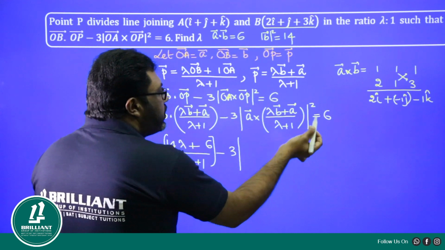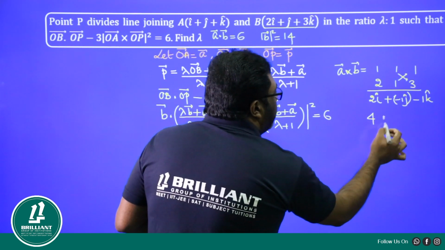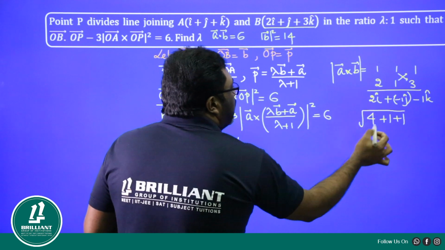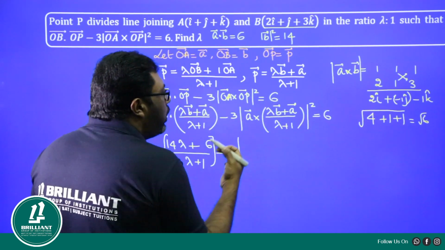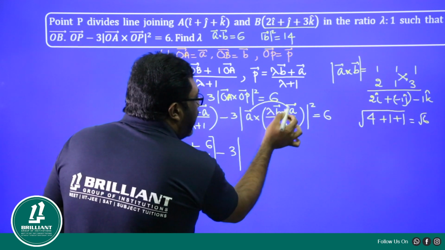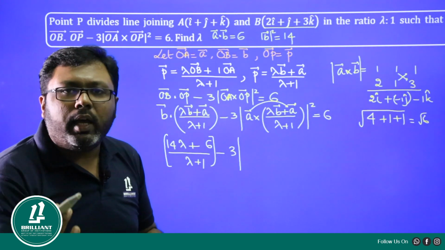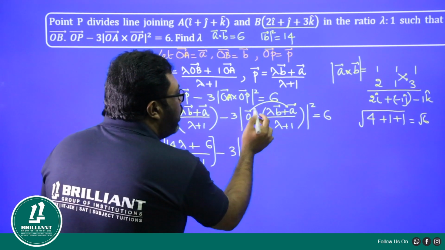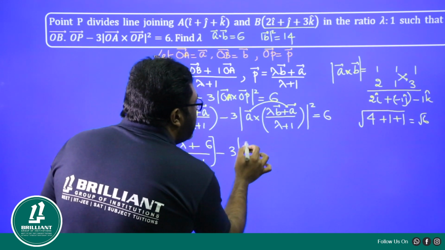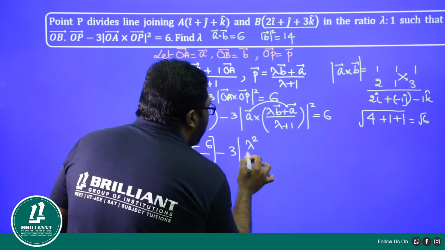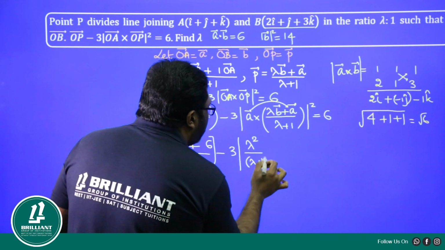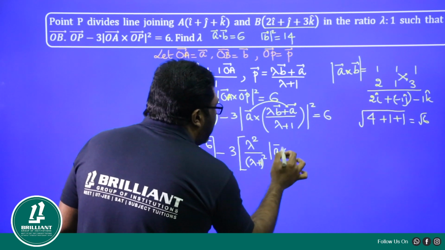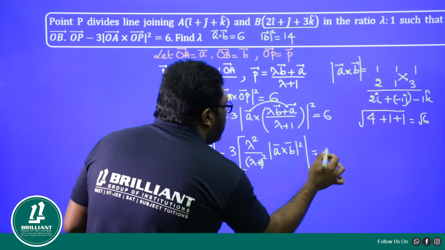Yes, the magnitude of this squared, the magnitude is 4 plus 1 plus 1 under the root. So magnitude of A cross B is equal to root 6. I want the square of that. But you can see that this is A cross A, it is irrelevant. A cross A is going to be always 0. The cross product between the same vector is 0. So I am only concerned about the magnitude of A cross B. So this becomes lambda squared divided by lambda plus 1 whole squared, and this is going to be the magnitude of A cross B squared is equal to 6.